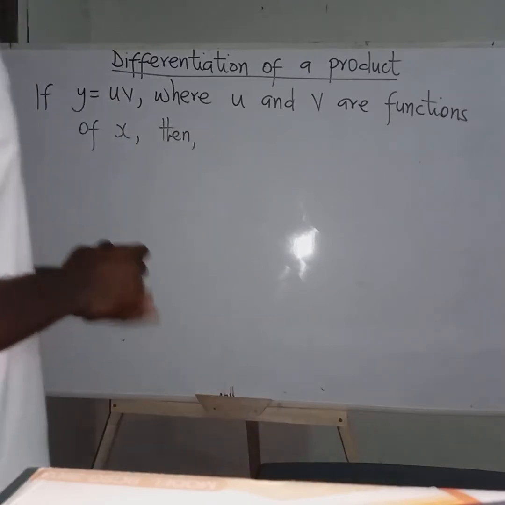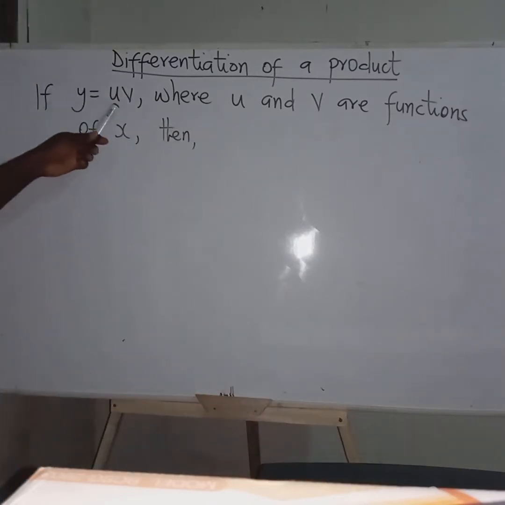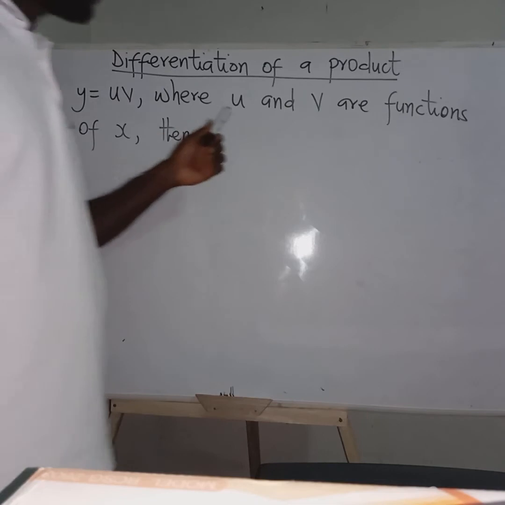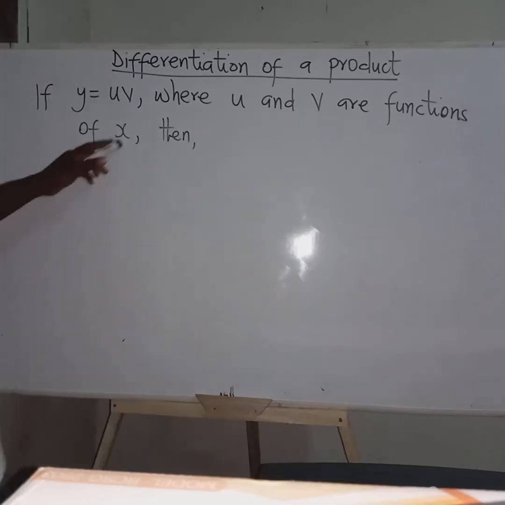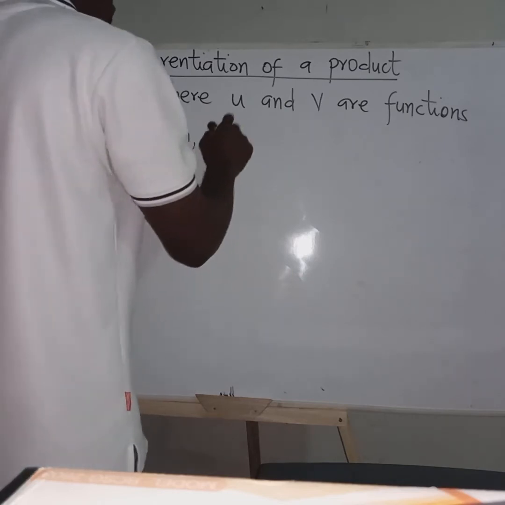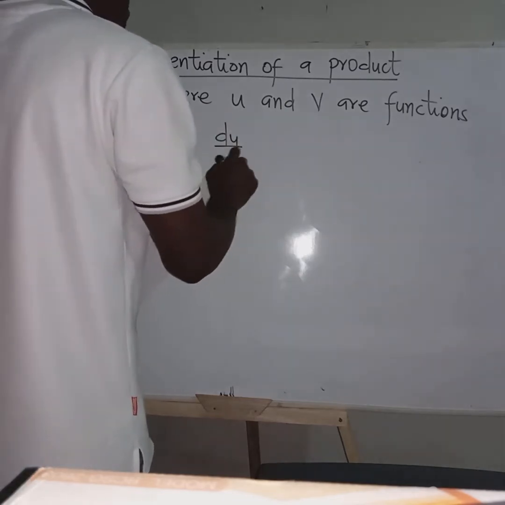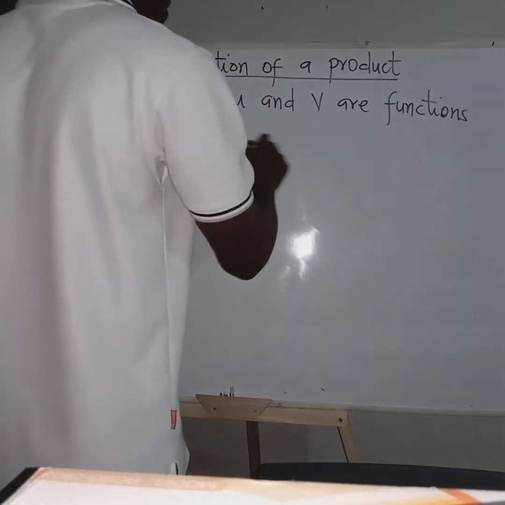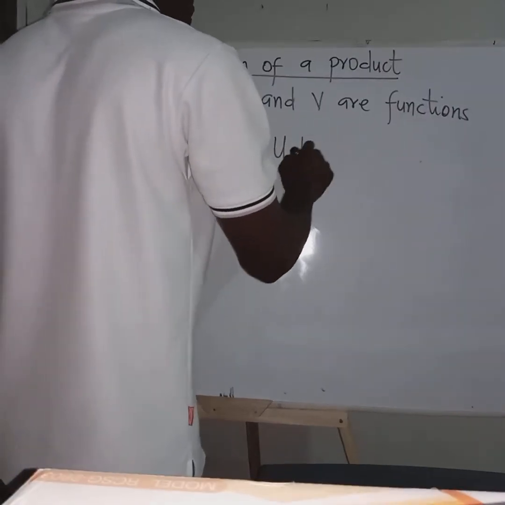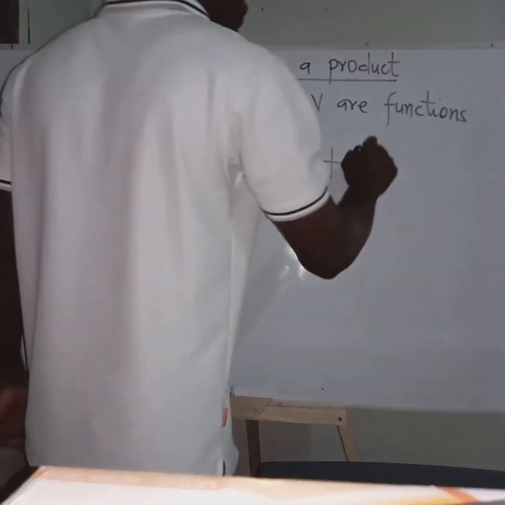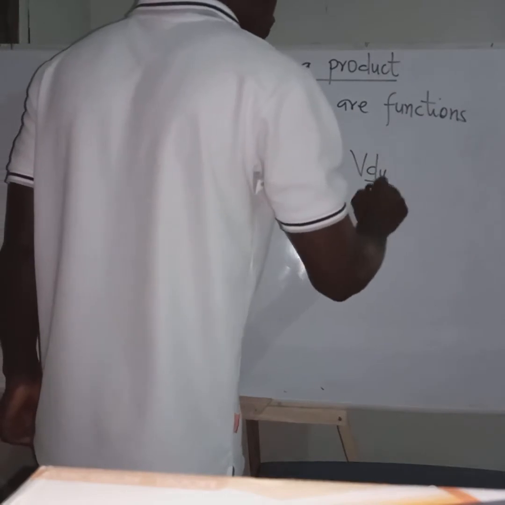So we are saying that if y is equal to uv, where uv means u times v, and u and v are functions of x, then by the product rule, we can say that dy over dx, in other words, differentiating y with respect to x, is equal to u dv over dx plus v du over dx.